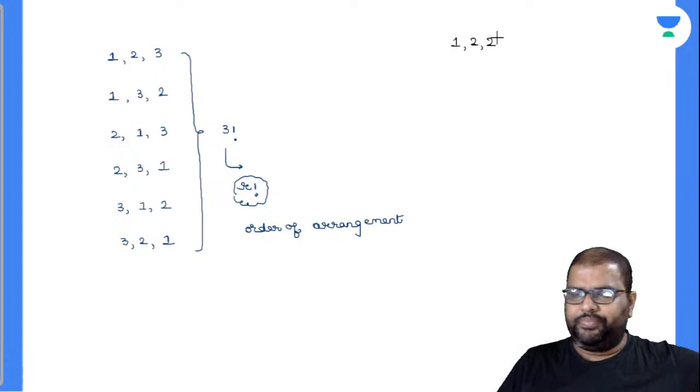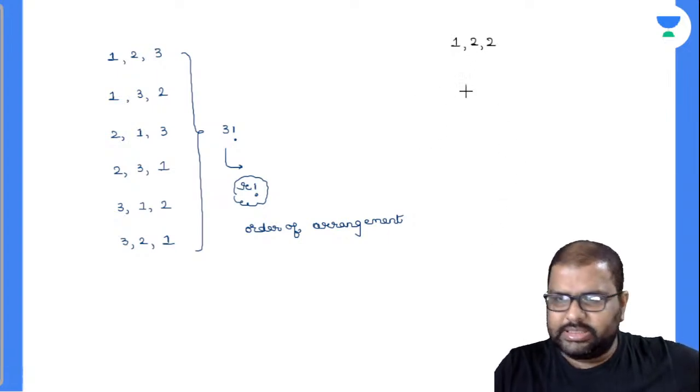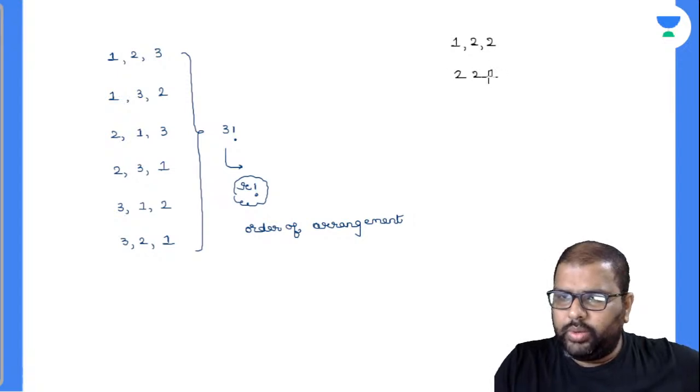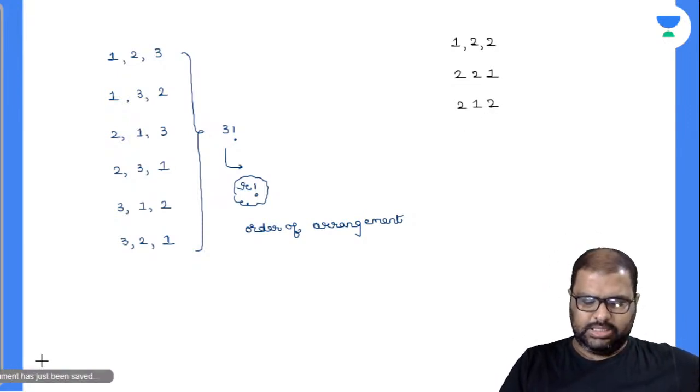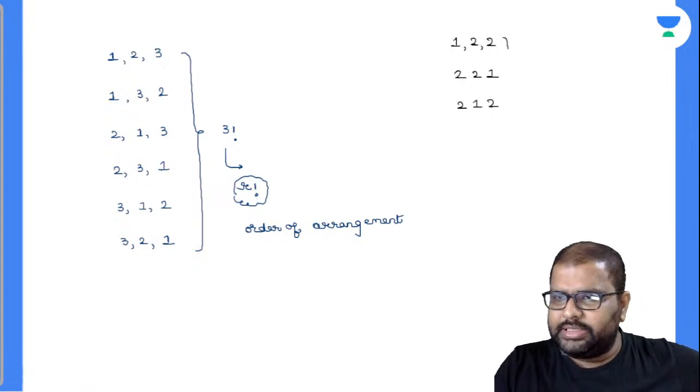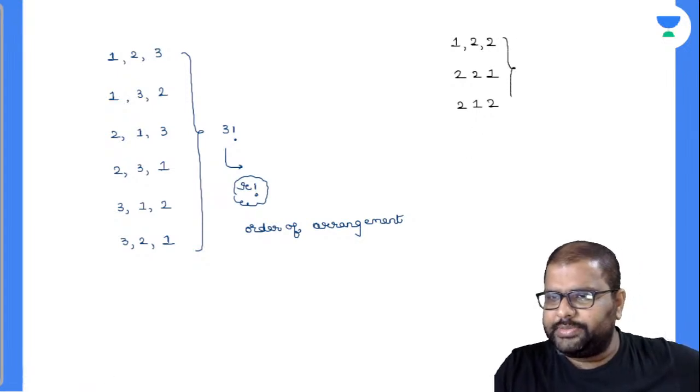No, this is not true. Suppose how many arrangements can you make there? 1 2 2, 2 2 1, 2 1 2. Am I right or wrong? Are these the three different ways? Please let me know. Yes or no? So how many arrangements did you get there? 3 arrangements only. So can I write down like this?